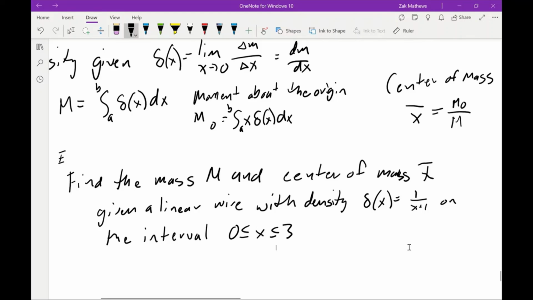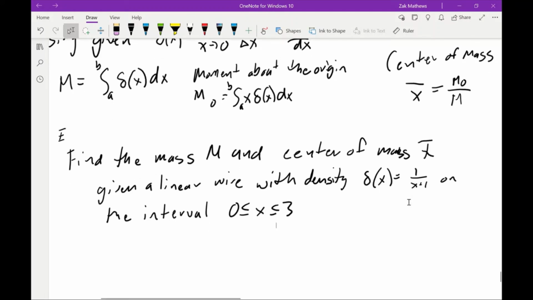So the density of the wire is changing, but it does stay two-dimensional because we are only looking at that wire's density changing. We don't have some sort of sheet or a surface, a three-dimensional surface. So we are thinking about just that linear wire here with changing density.